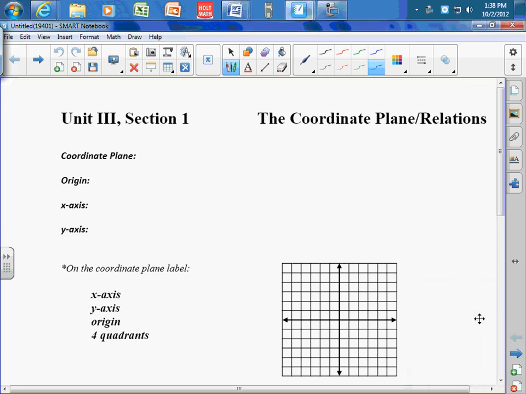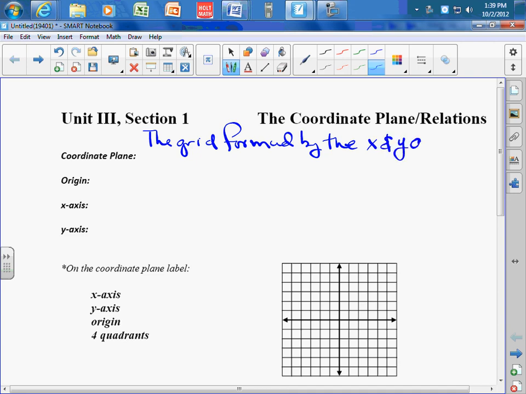All right, so let's talk about Algebra 1, Unit 3, Section 1, the coordinate plane and relations. Well, what is a coordinate plane? A coordinate plane is the grid formed by the x and y axes. Where they meet is the origin.